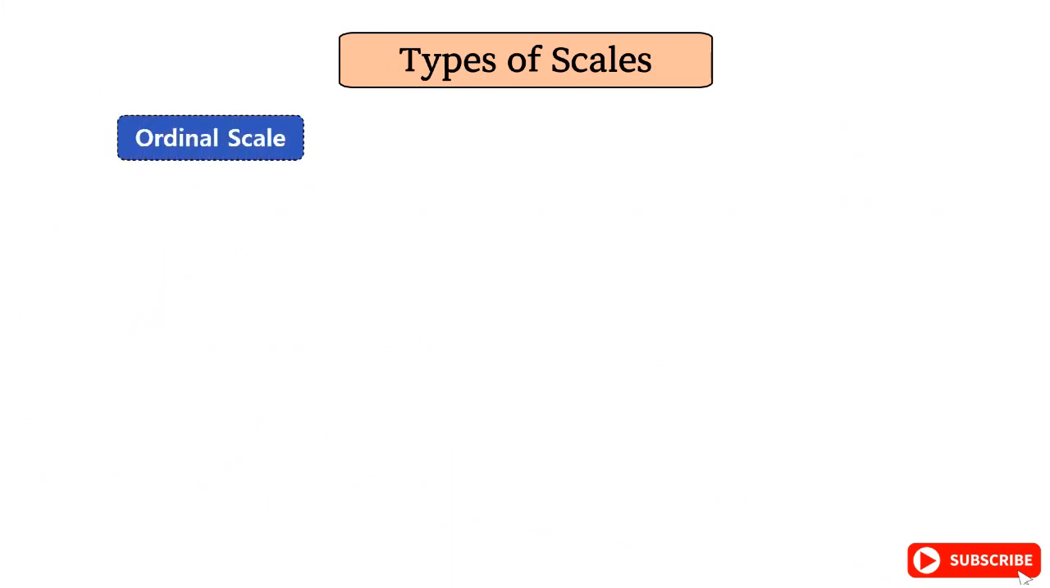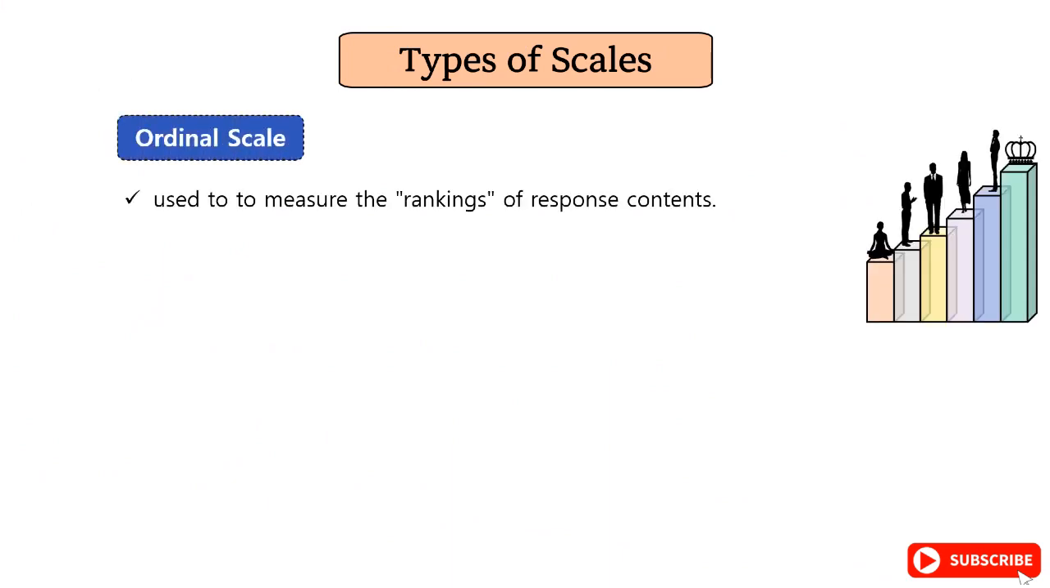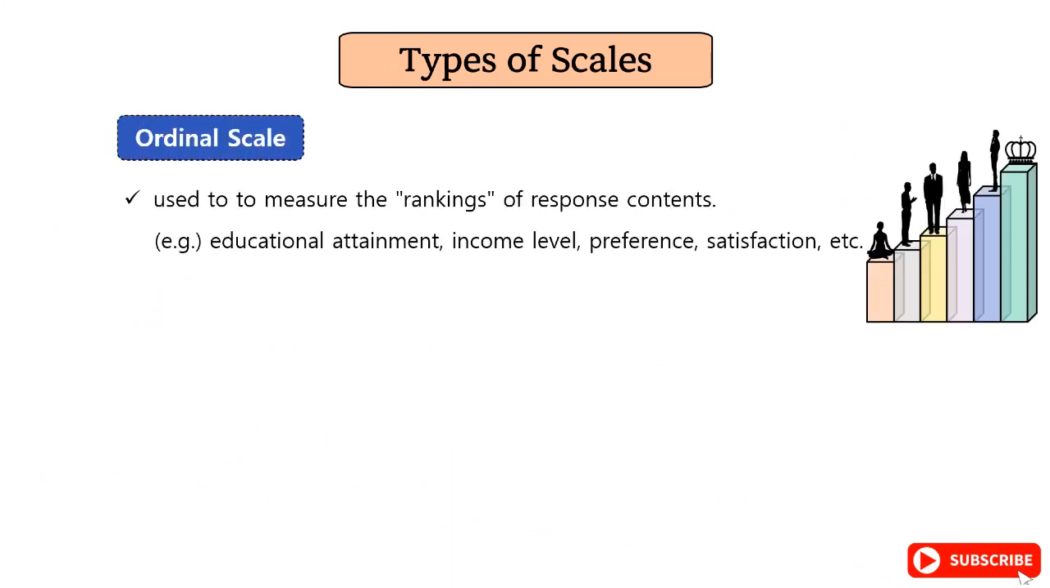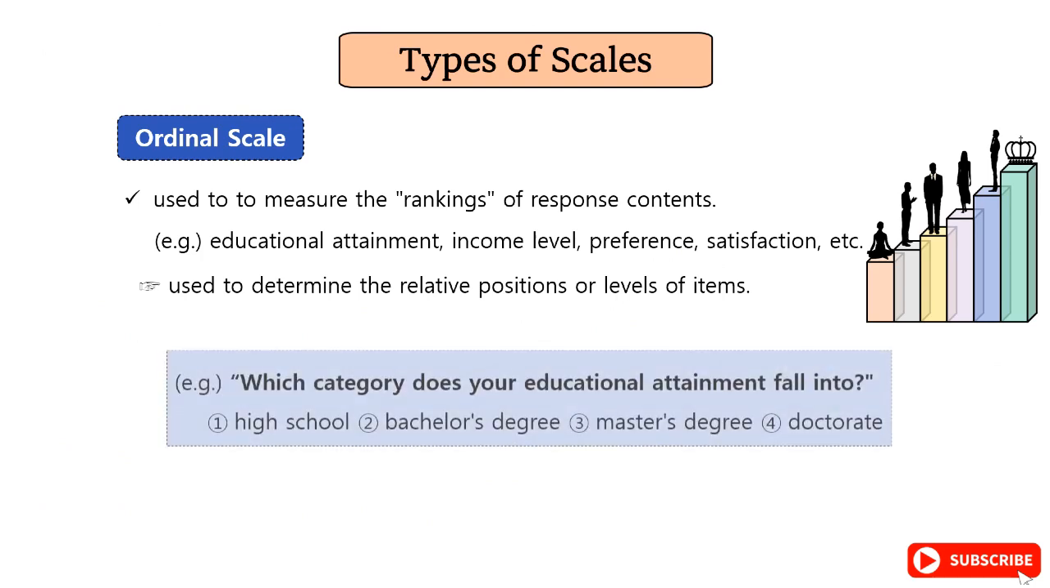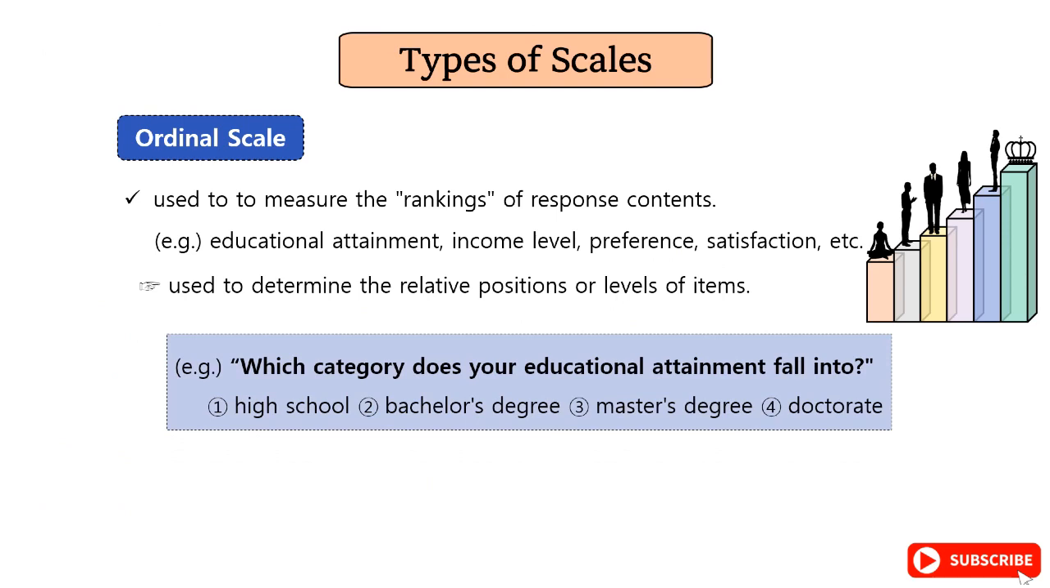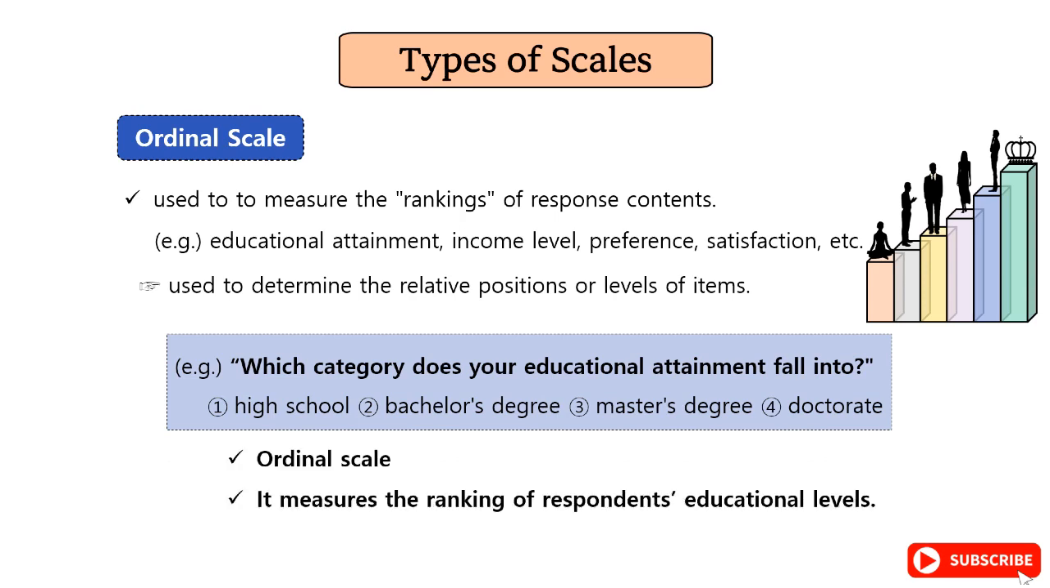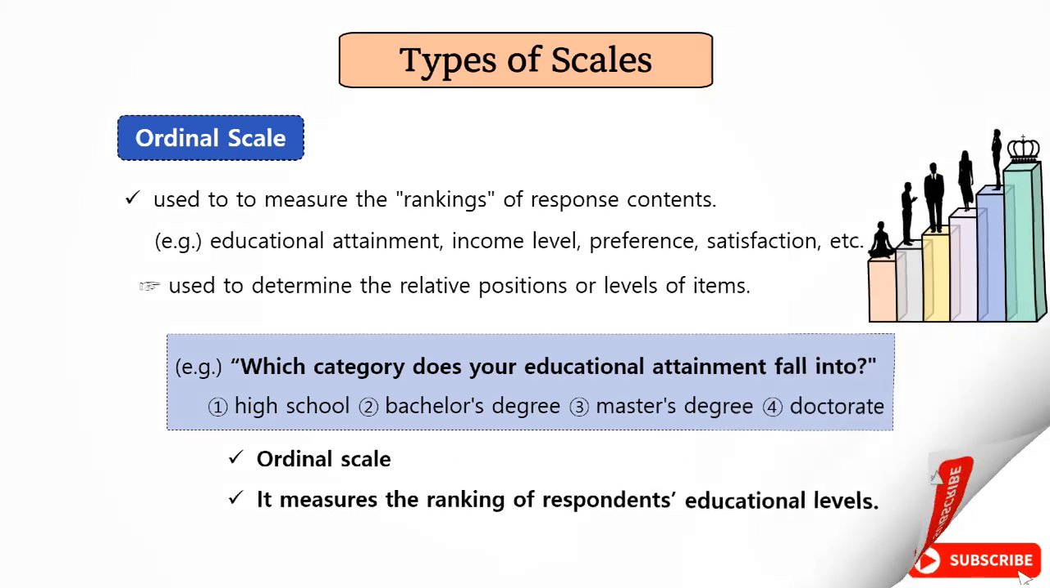An ordinal scale is used to measure the rankings of response contents, such as educational attainment, income level, preference, satisfaction, etc. It is used to determine the relative positions or levels of items. For example, the question "Which category does your educational attainment fall into?" belongs to an ordinal scale. This is because it measures the ranking of respondents' educational levels.